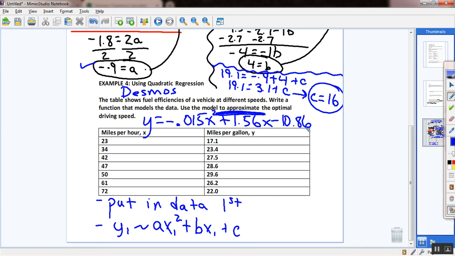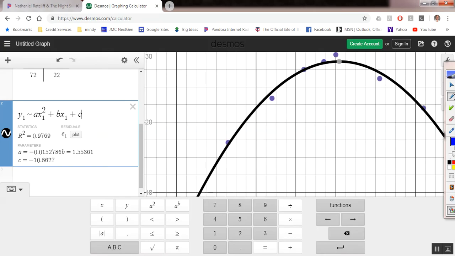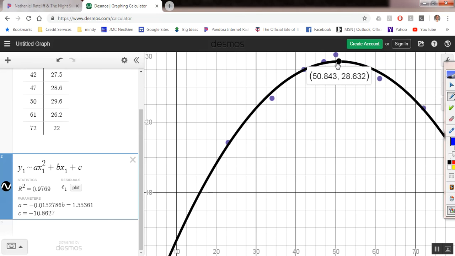Okay, and then it says use the model to approximate the optimal driving speed. Well, once I have that in there, I'm just going to go to the graph and say, well, you know what? The optimal driving speed looks like it's right up here at the vertex. About how fast is optimal, kids? Pretty close to 50.8 miles per hour. Okay.